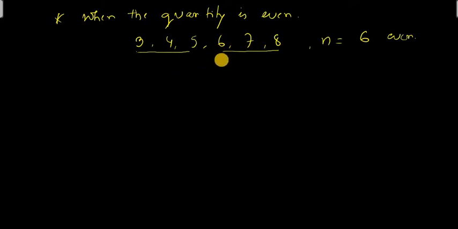When the quantity is even, there is no single middle number; there are two middle numbers. For 1 to 6, the two middle numbers are 3 and 4, and their average is 3.5. For n equal to 6, the two middle numbers are 5 and 6, and the average is 5.5. This is the average, and from it we find the maximum and minimum.